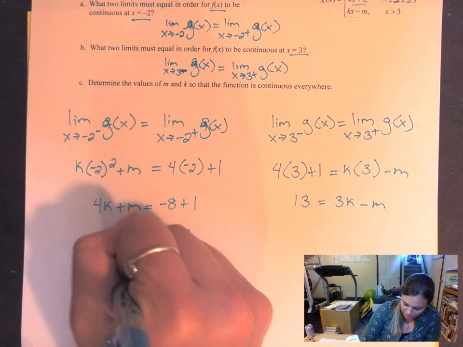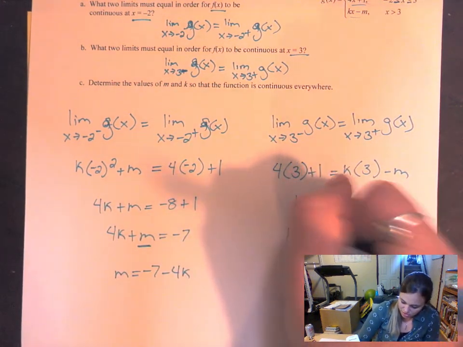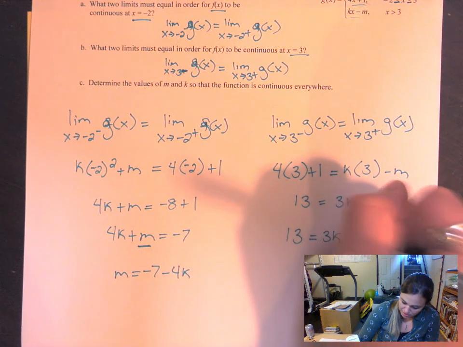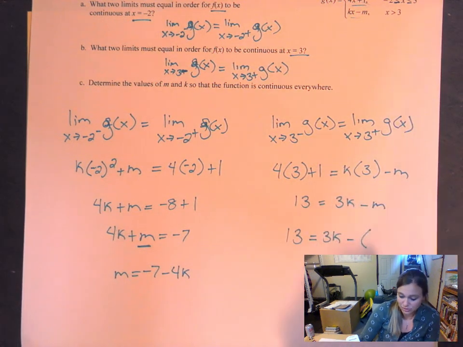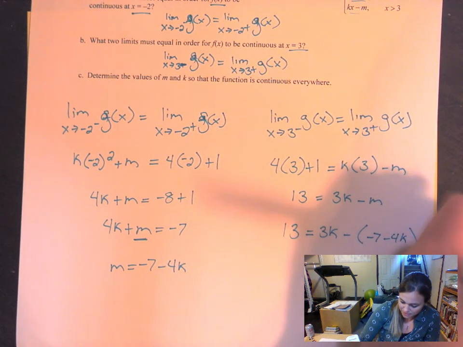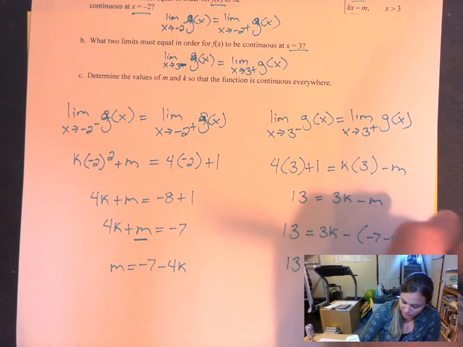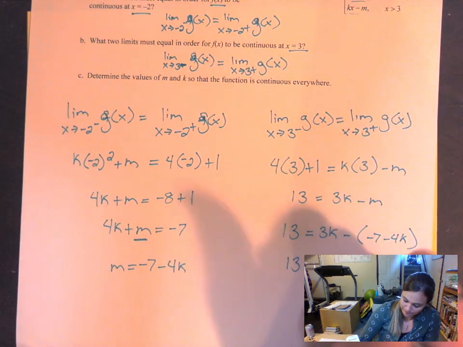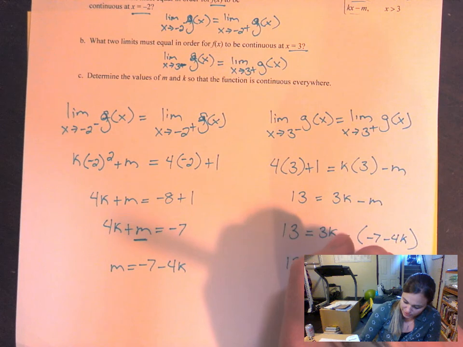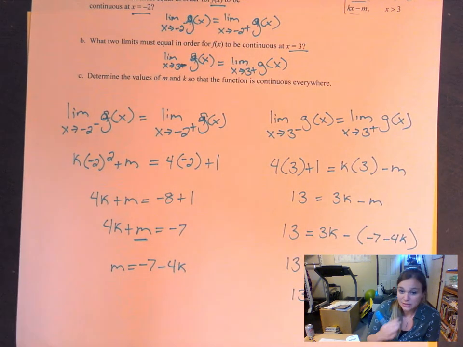Okay, and then I'm going to solve this one for m. So subtract 4k on both sides. I've got -7 minus 4k. 3k minus, don't forget parentheses. If you did, that could be an error. -7 minus 4k, because you need to distribute the negative sign. So you'd have plus 7 plus 4k. Combine like terms. 7k plus 7. Subtract 7 on both sides.